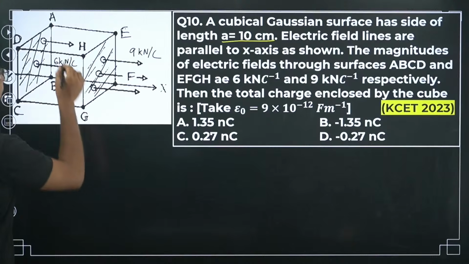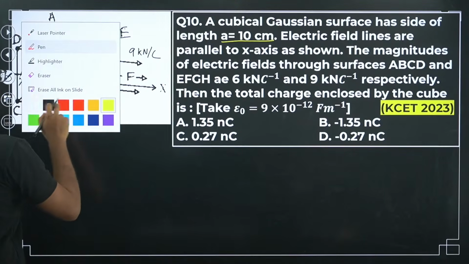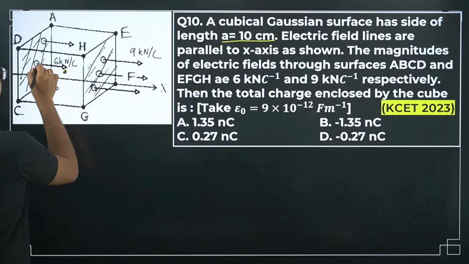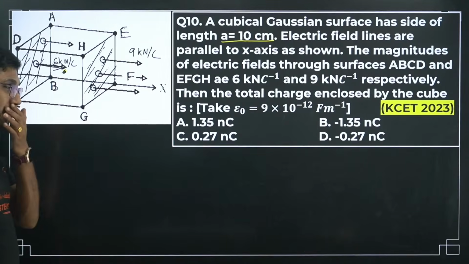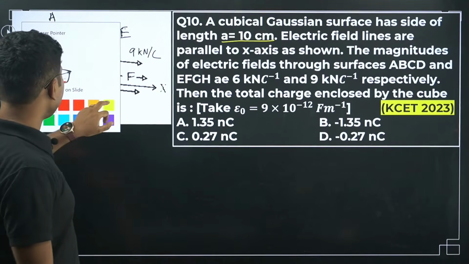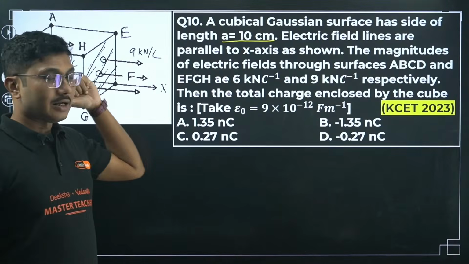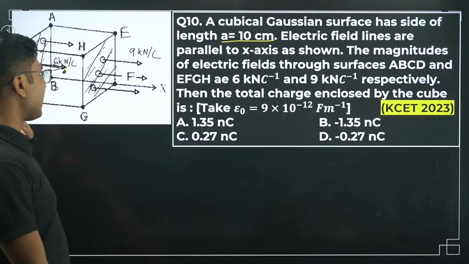So basically inside this cube there is a charge. Inside this cube there is a charge. That's why the outgoing flux is more than the incoming flux. That means the charge inside is basically a positive charge. If the incoming flux is more than the outgoing flux, then it will be a negative charge. We have to understand that as well.